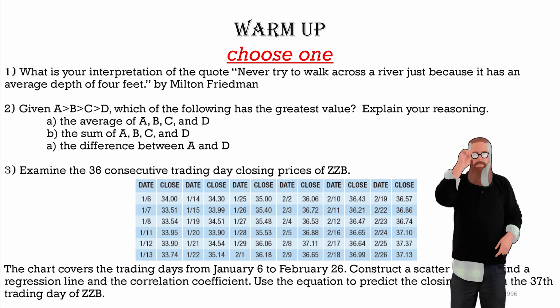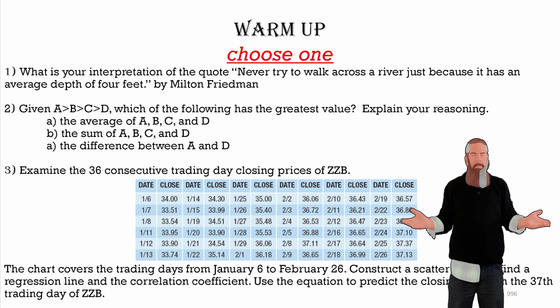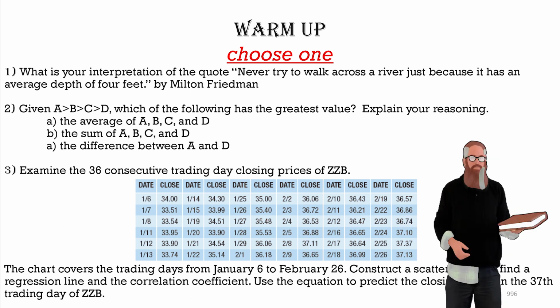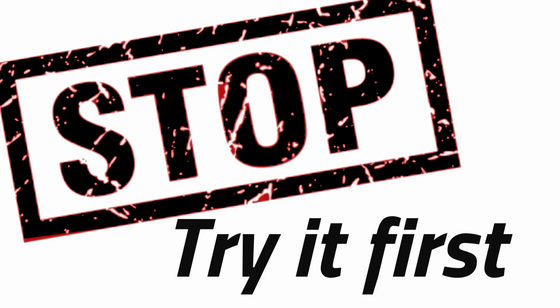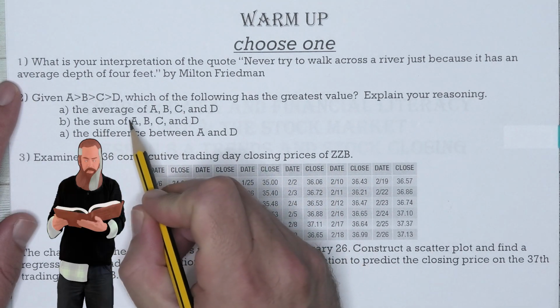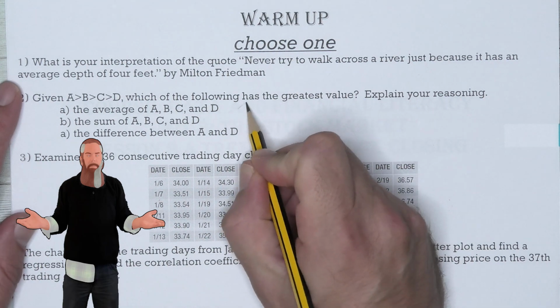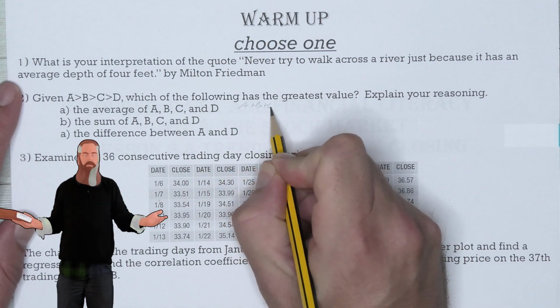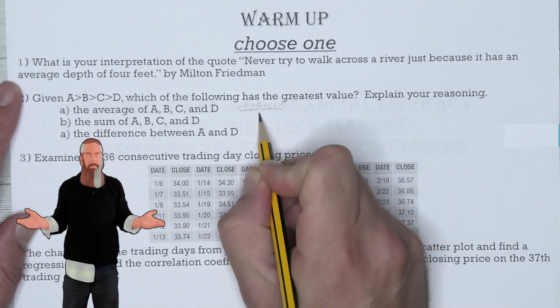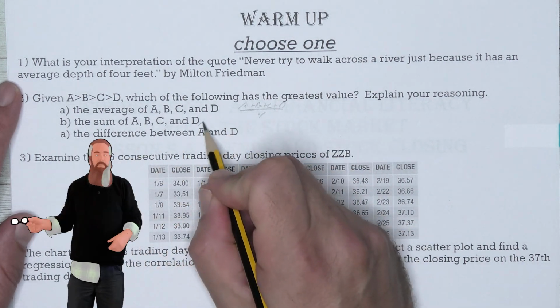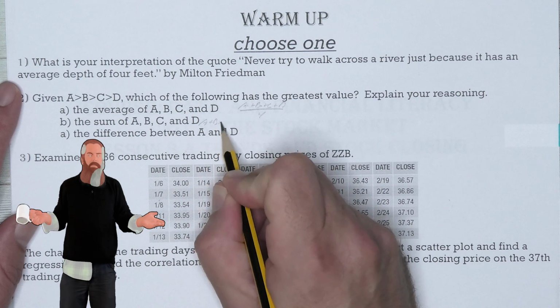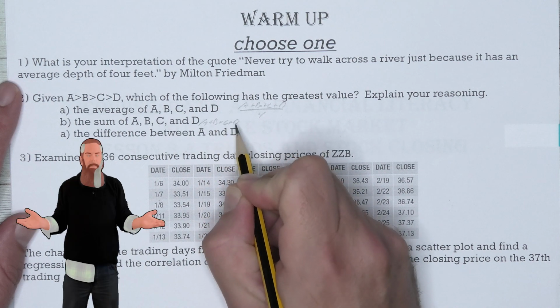Given that A is greater than B, greater than C, greater than D, which of the following has the greatest value, and explain your reasoning. A being the average of all of them means we're going to do A plus B plus C plus D and divide that by 4. Now the sum of A, B, C, and D is, of course, A plus B plus C plus D.